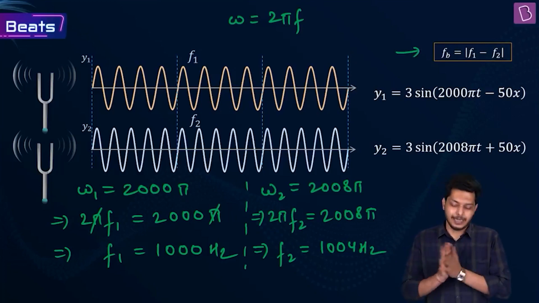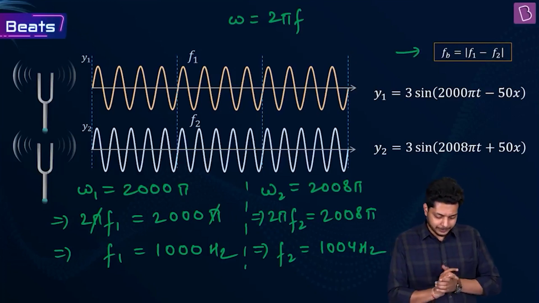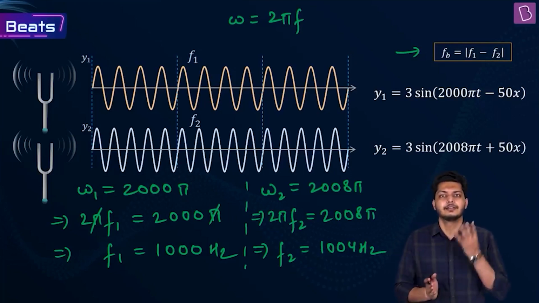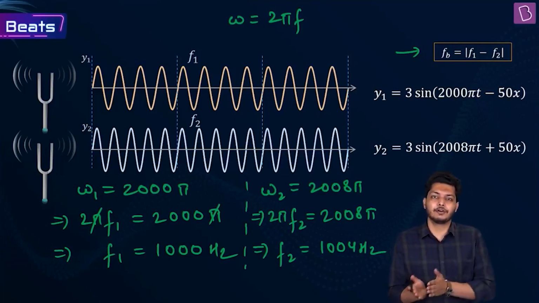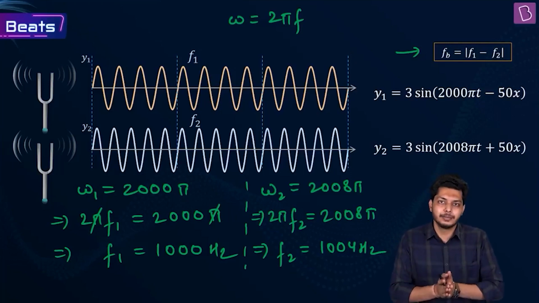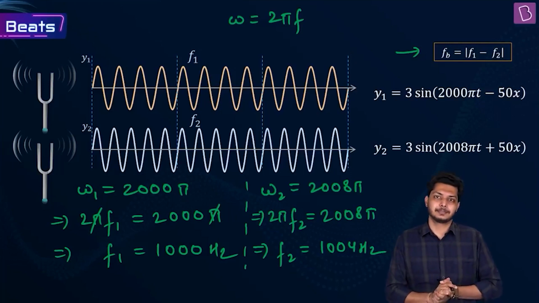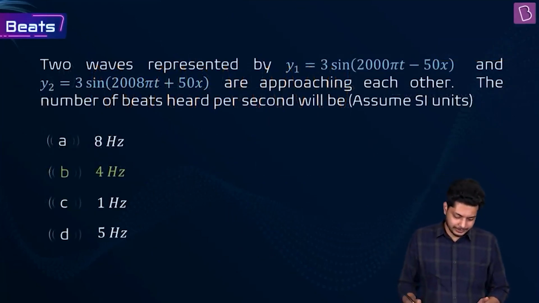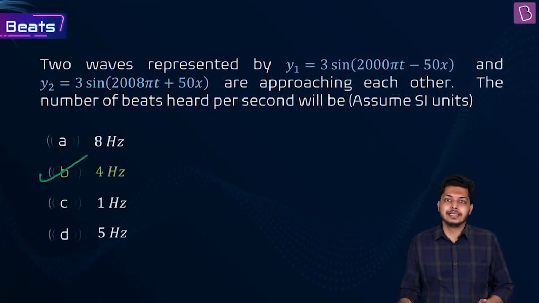Now, FB is mod of f1 minus f2. So what will be the value we get when we subtract these two frequencies? 1004 minus 1000, it will be 4 hertz, and that will be the beat frequency in this case. So 4 hertz is our correct answer, and that is why option B is the correct option for this question.